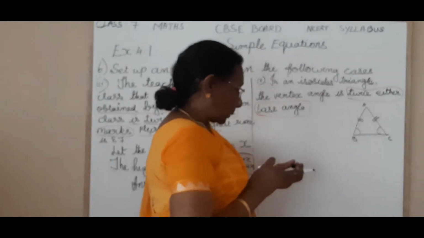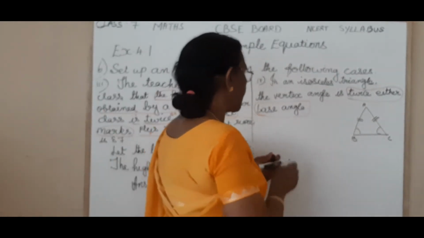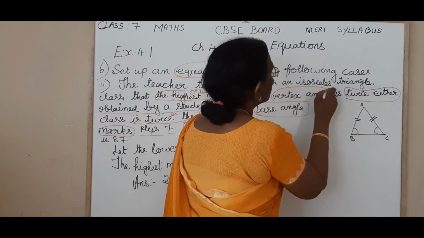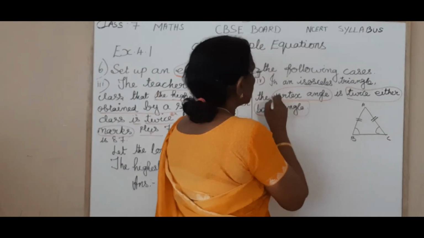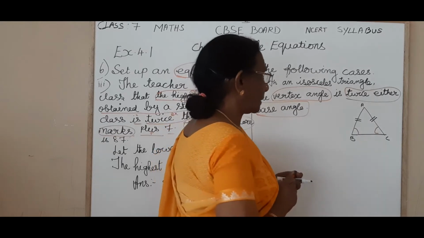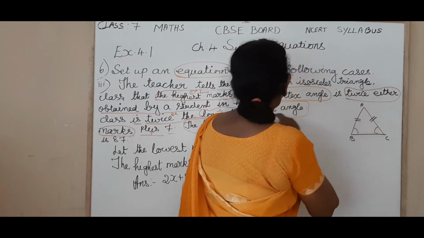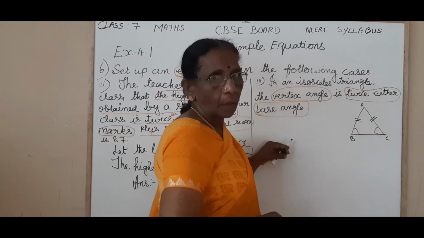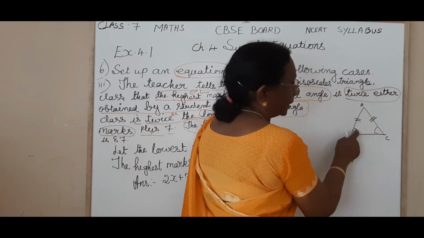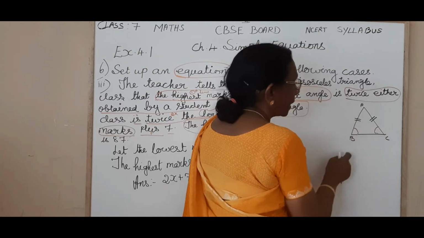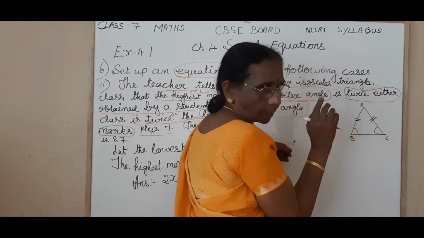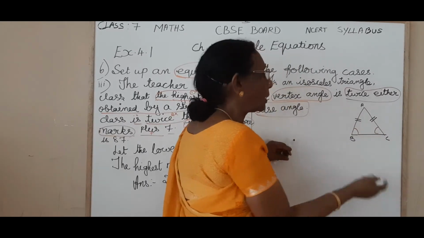Okay. And what is the information given? Which angle? The vertex angle. The vertex angle is twice either base angle. That means this angle is 2 times this angle, because these two angles will be equal. If this is 60, this is also 60. If this is 50, this is also 50. But unknown. We don't know the base angles.